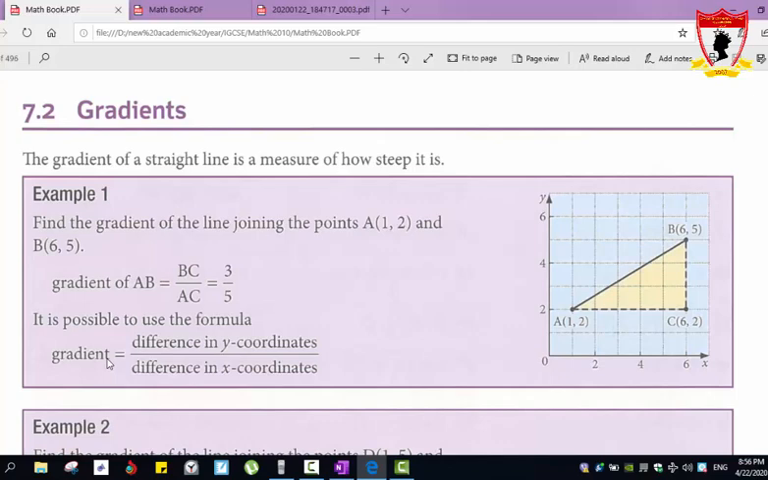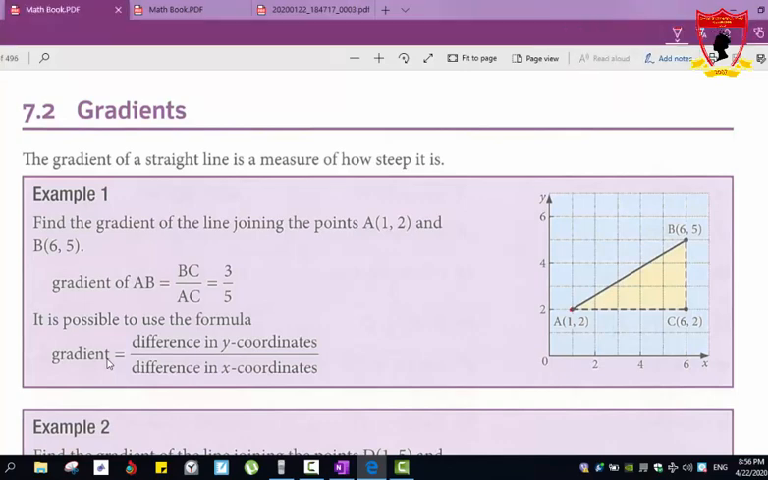On the straight line, mark 2 points. It's better to mark points with easy coordinates. So mark 2 points. Then the gradient is number of vertical steps over number of horizontal steps. So it's 3 over 1, 2, 3, 4, 5. It's 3 vertical steps and 5 horizontal steps. The gradient is 3 over 5.